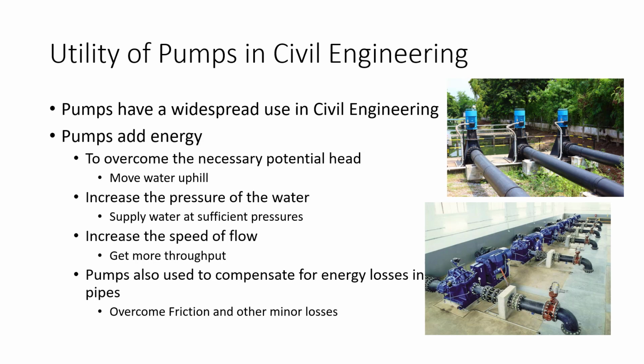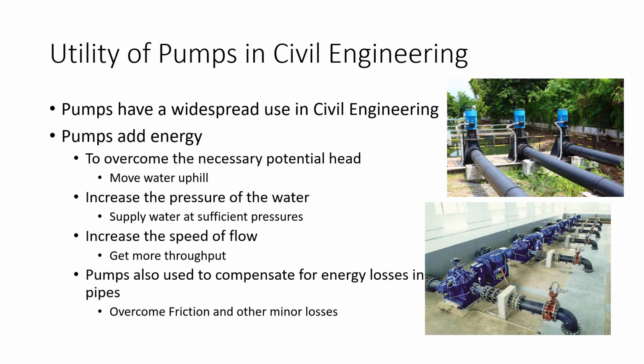Water treatment systems in particular need to supply water at a certain pressure to the households. And as water moves, there are friction losses which cause water to slow down or lose pressure, so pumps are used to add pressure to that water so that the water can be supplied at sufficient pressures. Of course, we can also use pumps to increase the speed of flow or get more throughput.